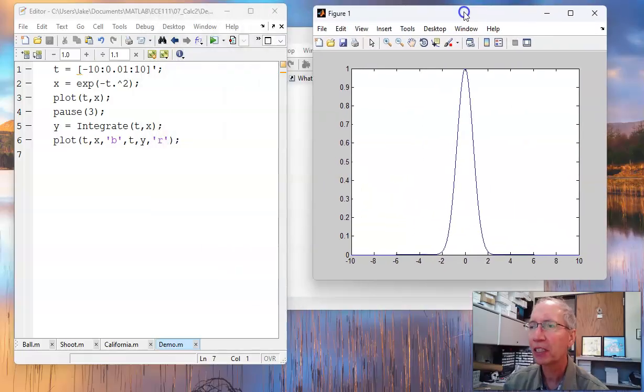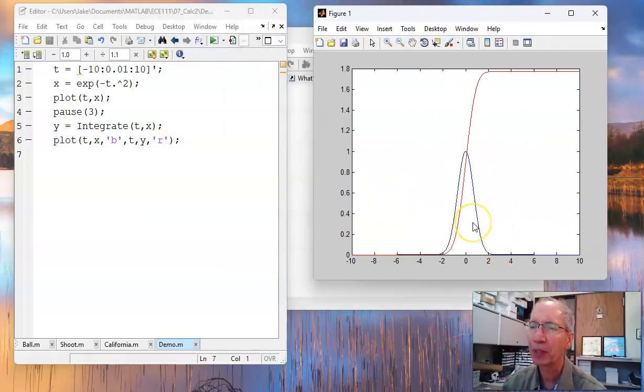The advantage of that is if I can get the function into Matlab, like the blue curve, I can use Matlab to integrate it. Now Matlab won't tell you what the function is, but it'll tell you that whatever the integral is, it looks like the red line.